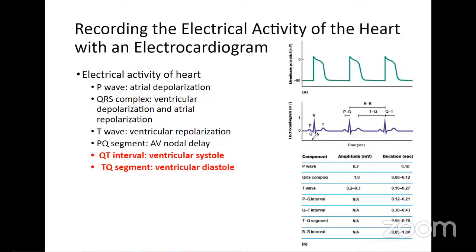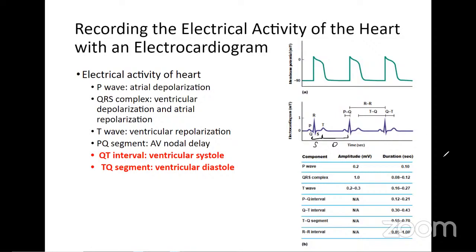Okay. So if we want to know how long systole is taking, that ventricular contraction overall, we can look from Q, which is right at the start of where we see that depolarization of the ventricles, to T, which is when we see those ventricles repolarizing. So that QT interval corresponds to ventricular systole. And then from T all the way until the next Q, that's diastole. So systole here for contraction, diastole here for that relaxation.